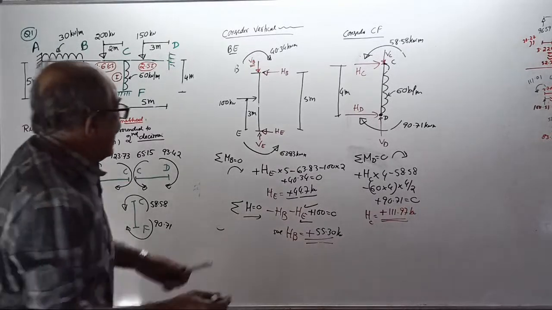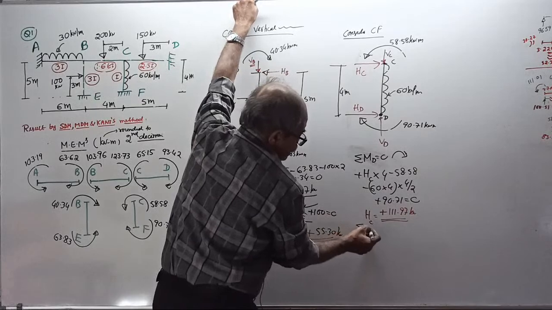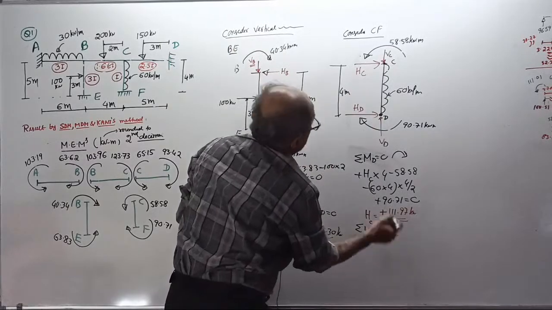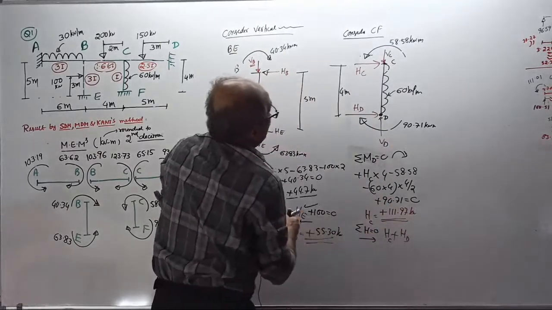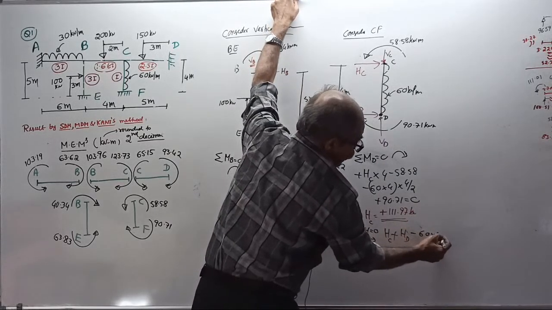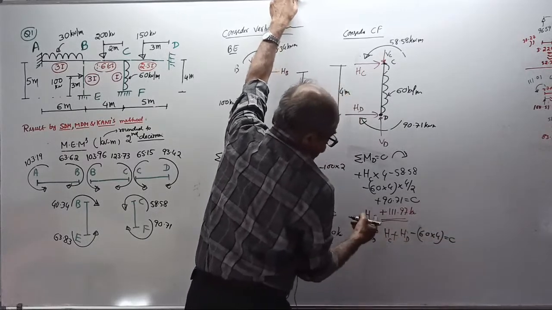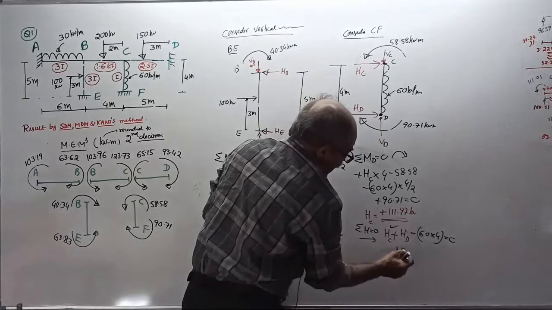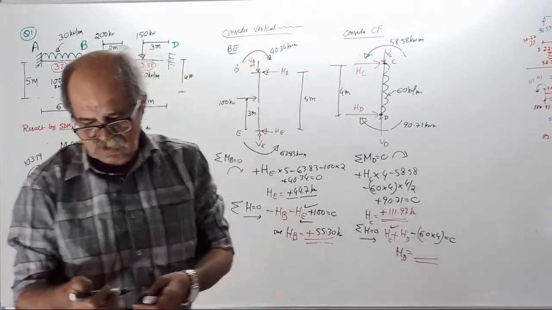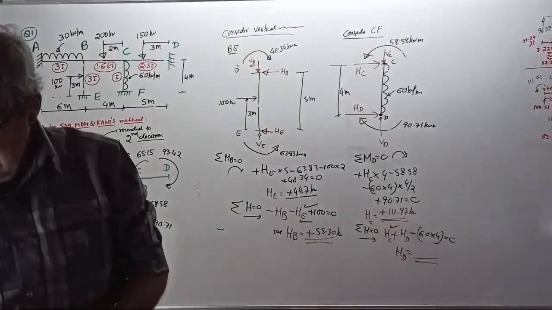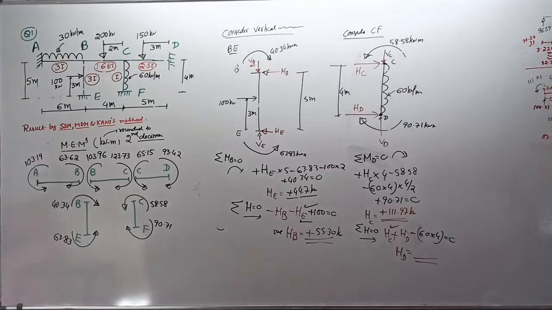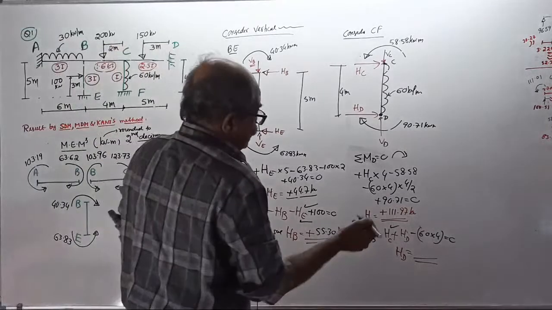Okay, over. Now, lastly, sigma H equal to 0. Take right side positive. Plus HC plus HD, then minus 60 into 4 is the total UDL equal to 0. You know the value of HC. Tell me part HD value. If you give that value, over. Time being over. HD. Is it plus 128.03? Yes, it is plus 128.03.